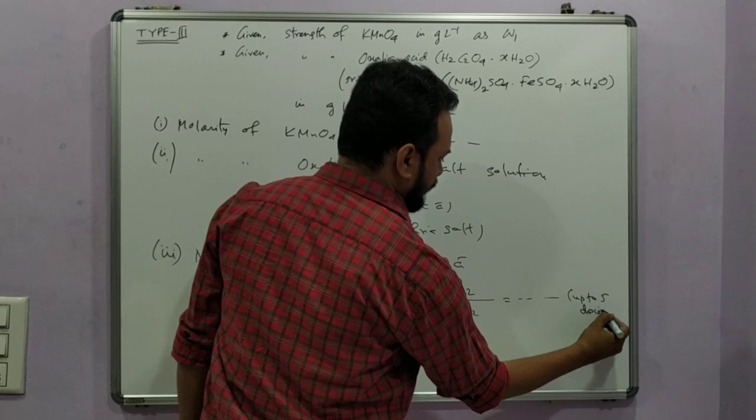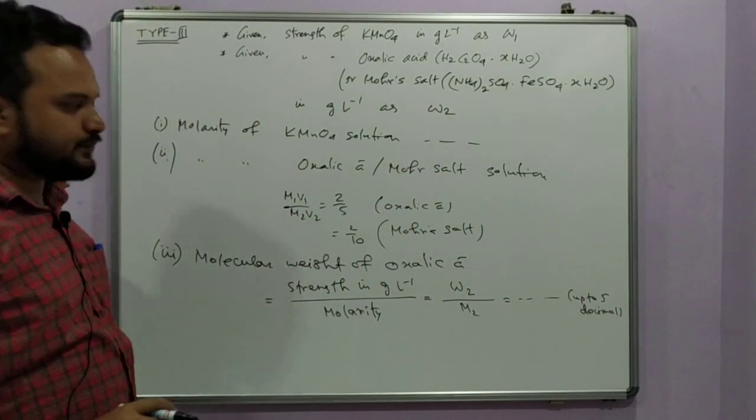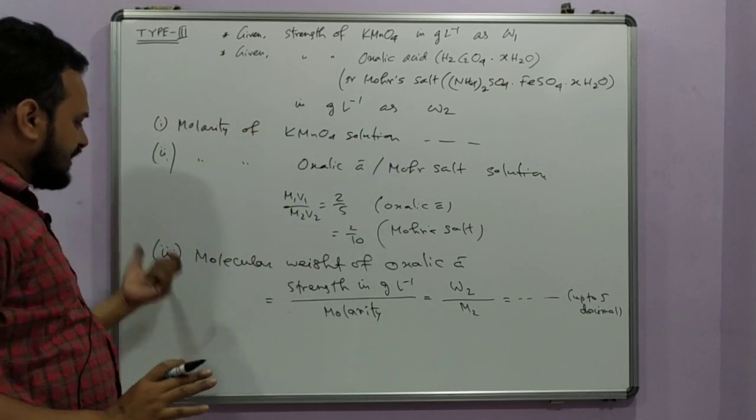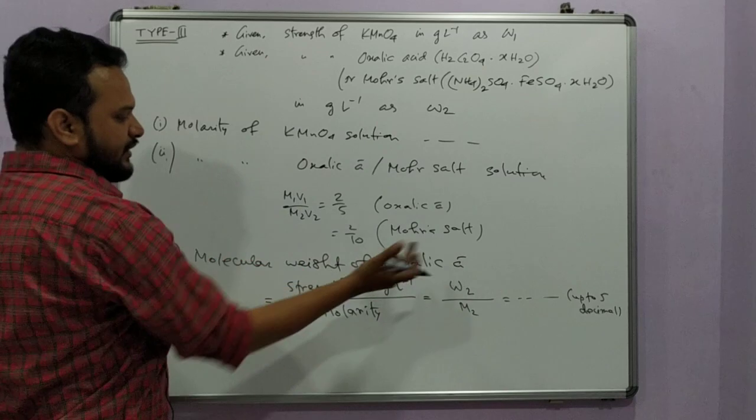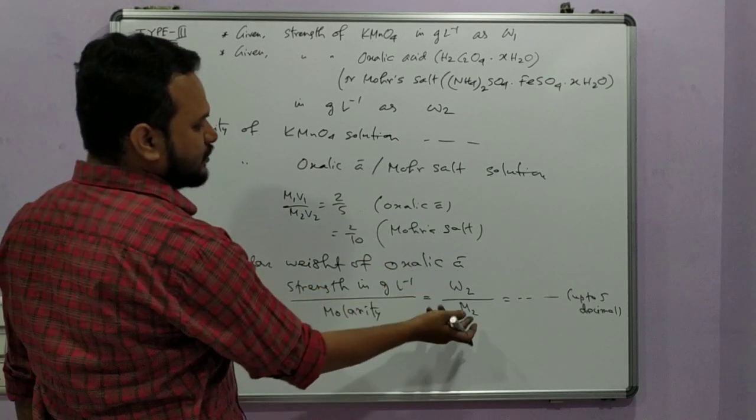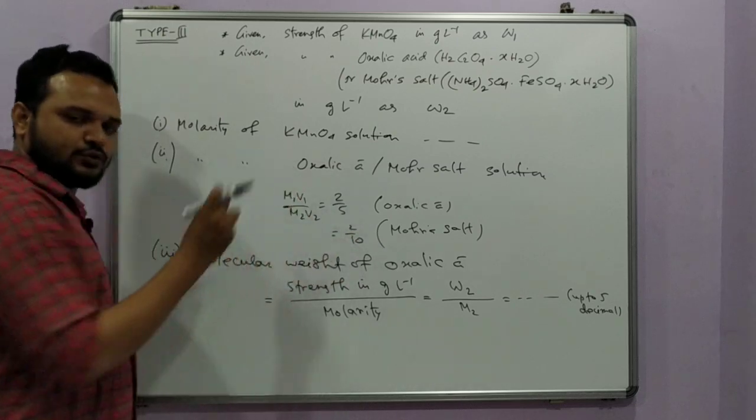I have not described 1 and 2 again because we have done it in type 1 and type 2. So you just do it that way. Now question number 3 is different, that is the molecular weight of oxalic acid. Similarly, molecular weight of Mohr's salt will also be W2 by M2, and in that case while calculating M2 you will use 2 by 10.